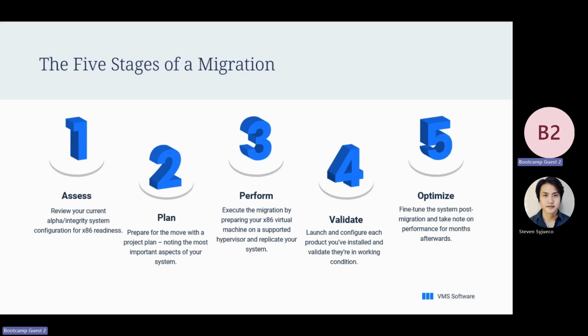Fourth phase is validation. So as soon as we execute, as soon as we get the successful migration done over a weekend or so, we want to make sure it works, right? What's the point of having your new x86 system and it doesn't work how you want it to? So we make sure that we make it a point to validate your system, make sure everything's running to your desire. Lastly, we'll get into optimization and how to get it to run the best way it could.